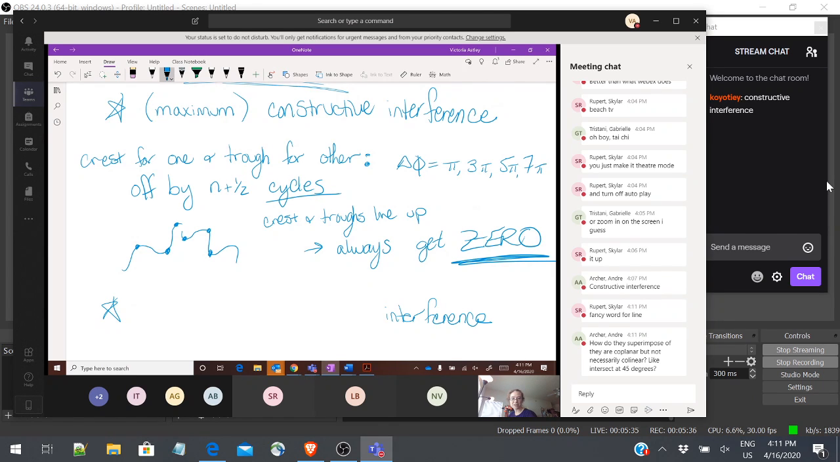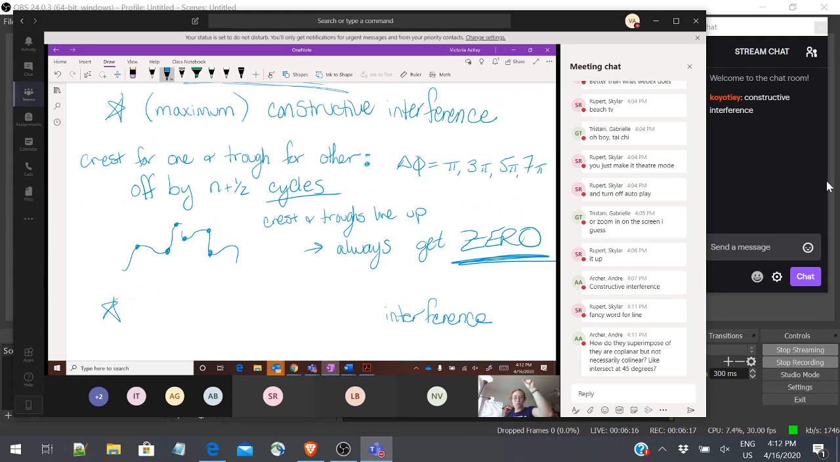How do they superimpose if they are coplanar but not necessarily collinear? Intersect at 45 degrees. Yeah. So it's basically like you have two things coming along, and then they will both reach, I guess, the camera, right, at the same point. So either the crests are arriving at the camera together, even though they're coming from different positions, versus if they're out of sync at the camera, by the time a crest arrives from this source and a trough arrives from this source, they're going to cancel out. Does that make sense?